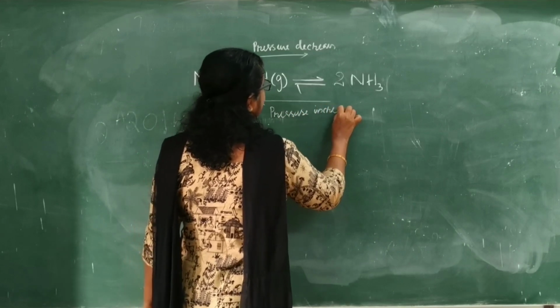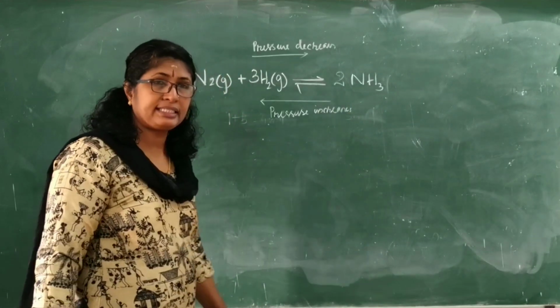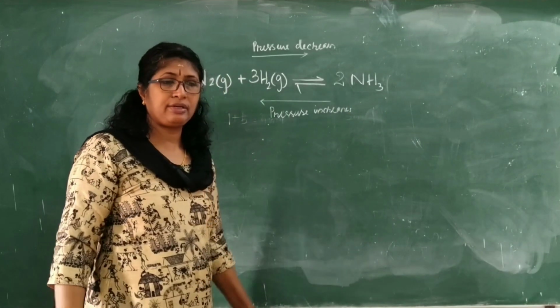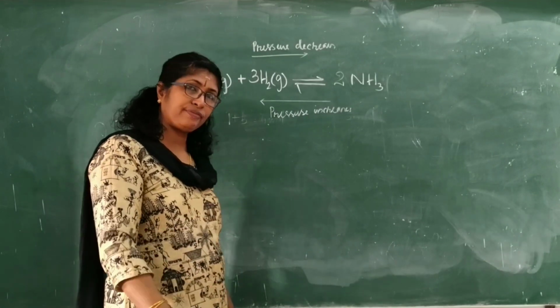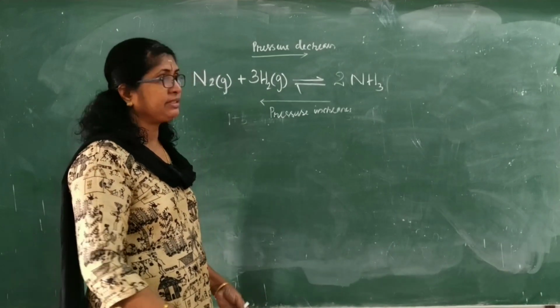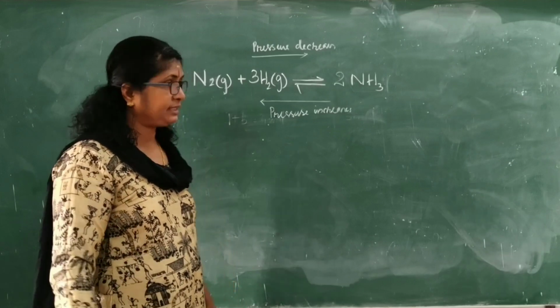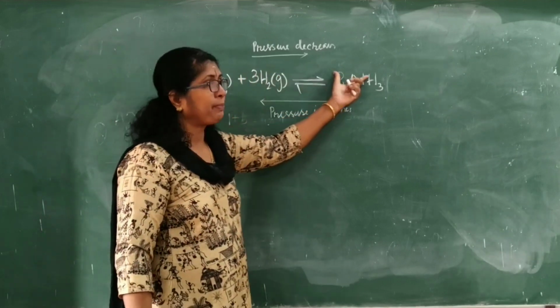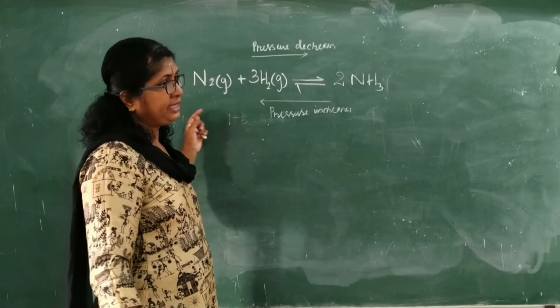So when this reaction is carried out, the total quantity of the gas is decreasing in a fixed volume. Since the amount of gas inside the chamber is decreasing, the pressure also will decrease. So in the forward reaction, pressure is decreasing. That means in the backward reaction, pressure is increasing.